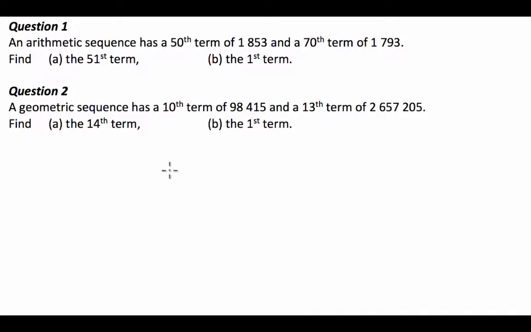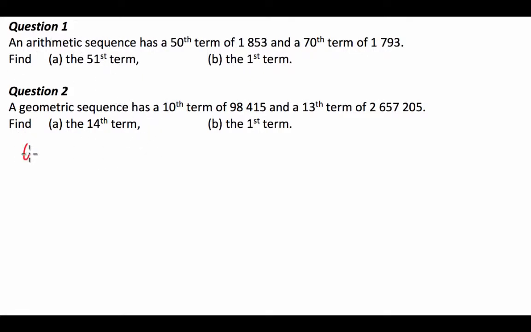Okay, so on to question 2, where we have a geometric sequence that has a 10th term of 98,415 and a 13th term of 2,657,205. We have to find the 14th term and the first term. Now we're going to use a similar sort of method of solving this as we did with the first question.